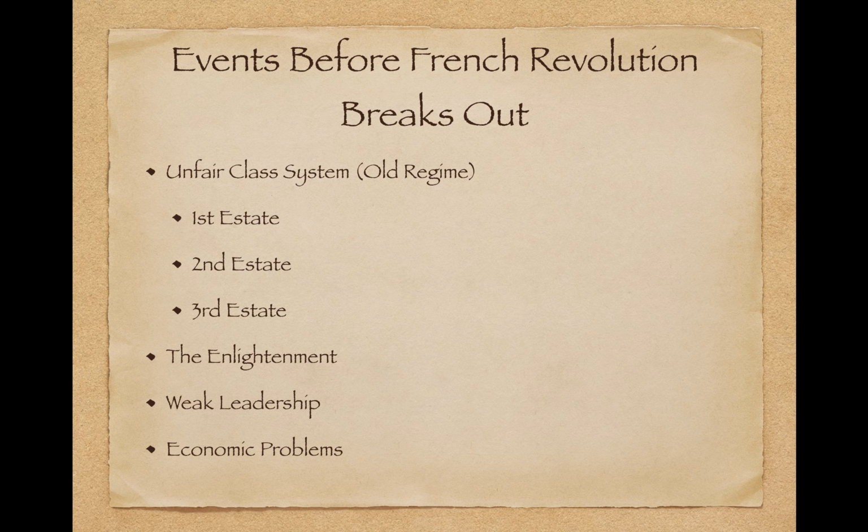Before moving on, the second event, or second reason why the French Revolution breaks out, is the Enlightenment. We should be very, very familiar with the Enlightenment time period.